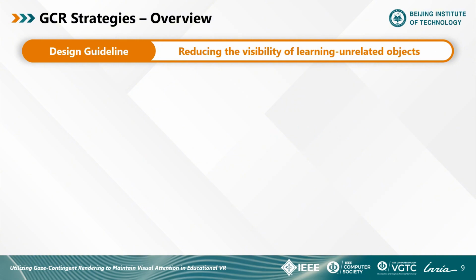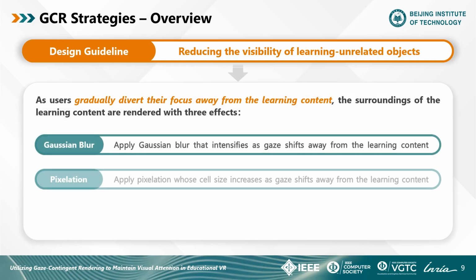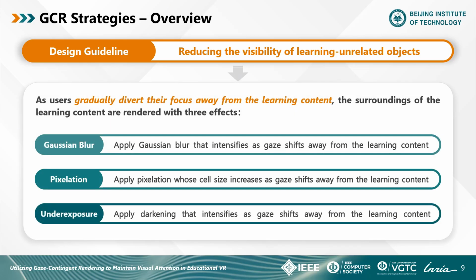Our design guideline focuses on reducing the visibility of non-critical objects. To implement GCR, we developed three rendering strategies: Gaussian blur, pixelation, and underexposure. When users' attention drifts, these techniques make learning-unrelated objects less visible. For example, with Gaussian blur, the further a student's gaze moves from the relevant content, the stronger the blur effect becomes. This helps refocus their attention on what's important and makes it easier to stay engaged. We'll explain this mathematically next.